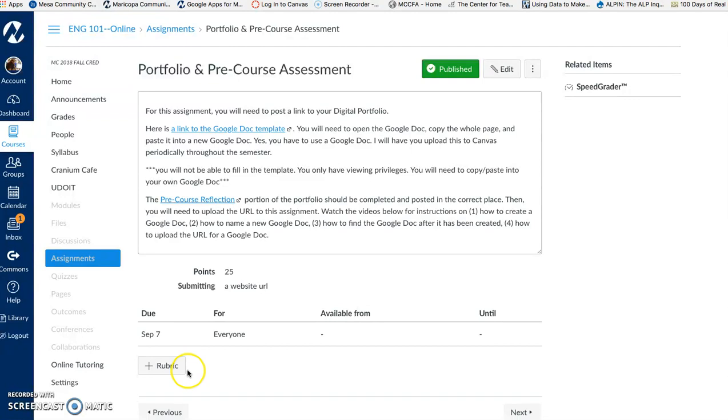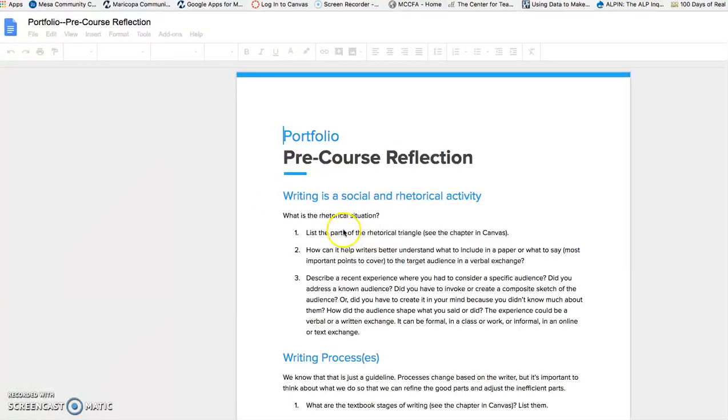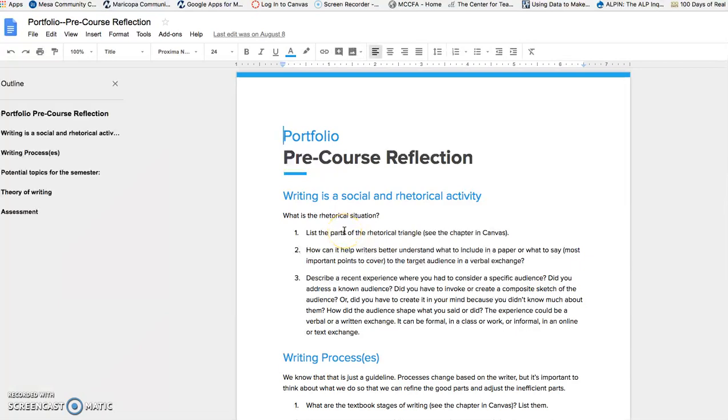And once you click on it, you will see two links. One is to a Google Doc template. There'll be a second video that talks about the digital portfolio and the template, so we're not going to cover that here. Here we're talking about the pre-course reflection, the assignment we're doing at the end of this, getting acquainted with the reading and writing unit. Click on that. It will take you to a page. This assignment is actually pretty straightforward.